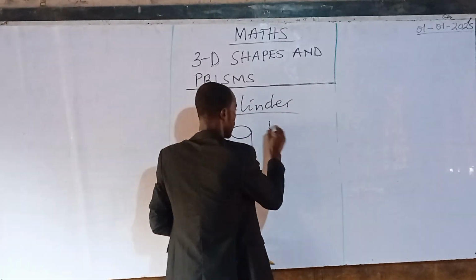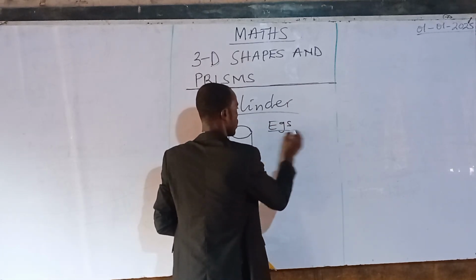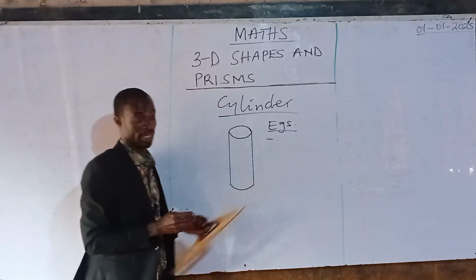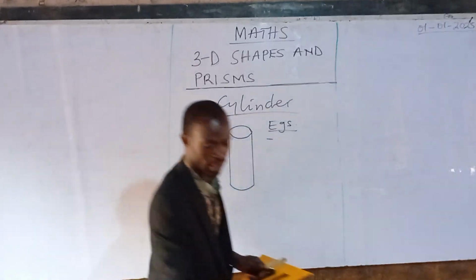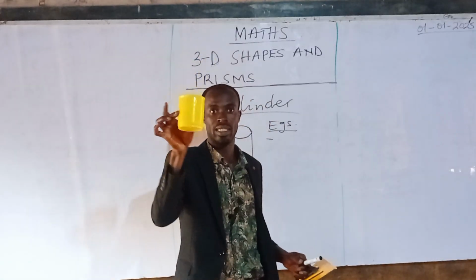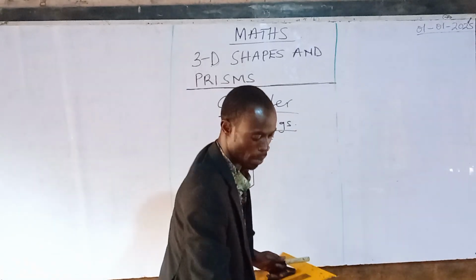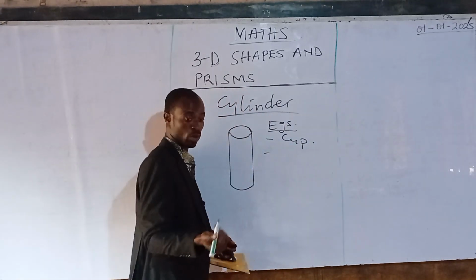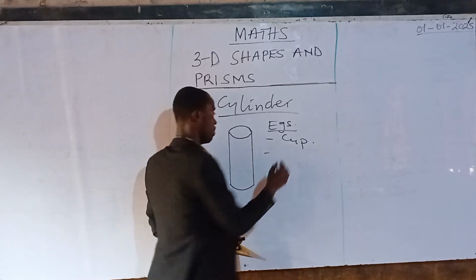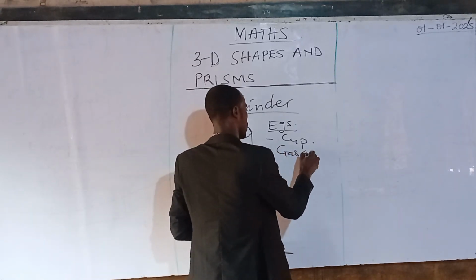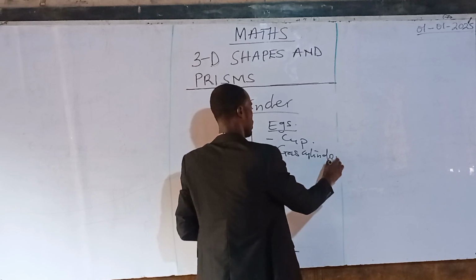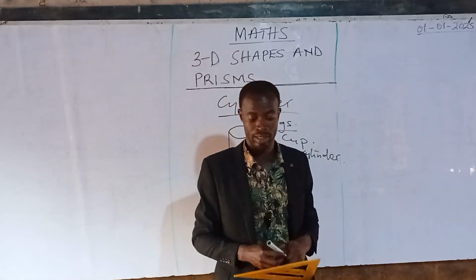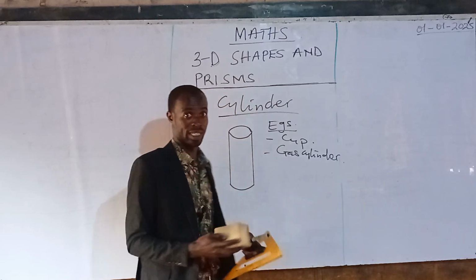Now let's quickly give examples. So examples of cylinder. Upon looking at this, you can see that this cap is an example of a cylinder. So you can give others. So let me write cap. Then we can also look at gas cylinder. Then what again? Bucket and other things. Let me reserve the rest for you as an assignment.